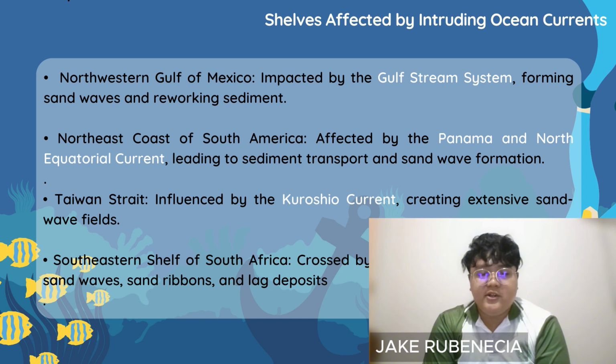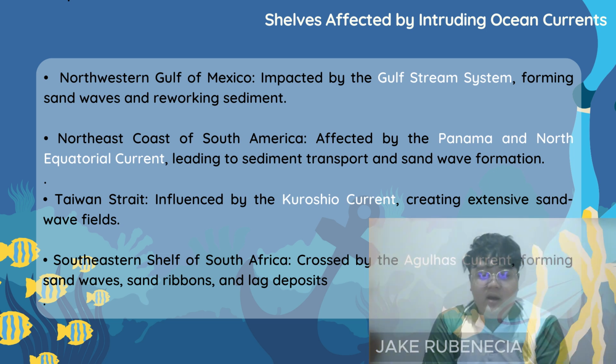The coast of South America is affected by the Panama and North Equatorial Current, leading to sediment transport and sand wave formation. The Taiwan Strait, influenced by a branch of the current from the Philippines, creates extensive sand wave fields, and the southern shelf of South Africa, affected by the Agulhas current, forms sand waves, sand ribbons, and lag deposits.